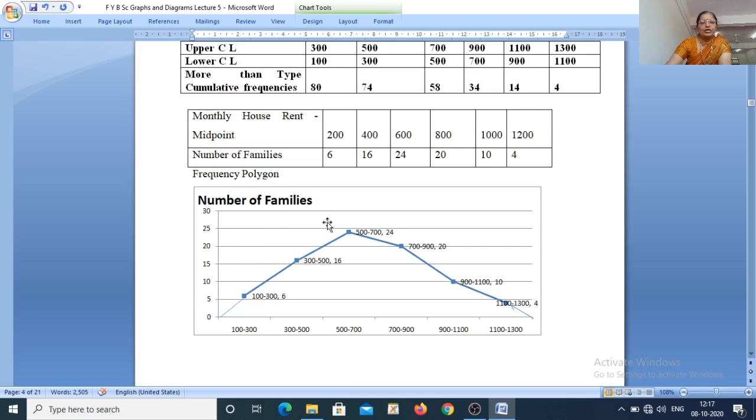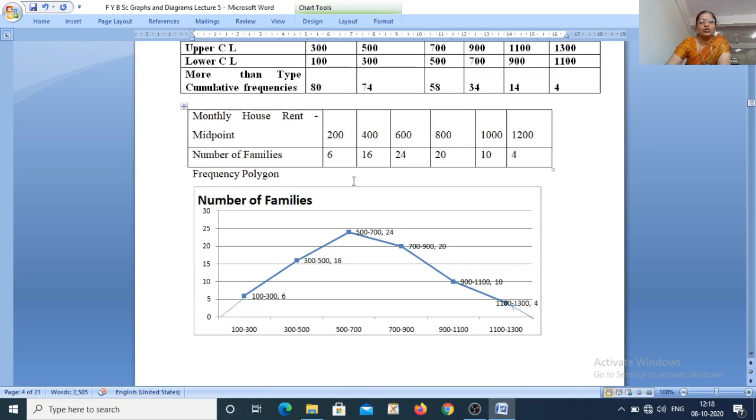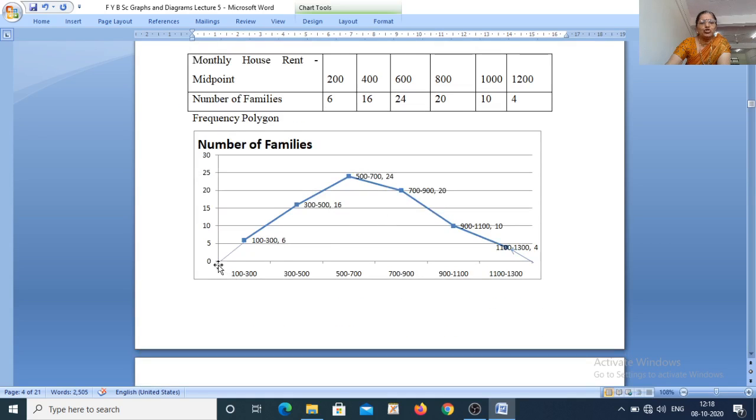So frequency polygon is obtained with the help of the midpoint of the class interval and class frequency. So here, what is the midpoint of the class 100 to 300? The midpoint of the class is the sum of upper class limit plus lower class limit divided by 2. So it is a simple average of the two class limits. In this way you can compute the midpoint of the class interval, and on the other axis you take the class frequency and you join these points with the help of line segments.